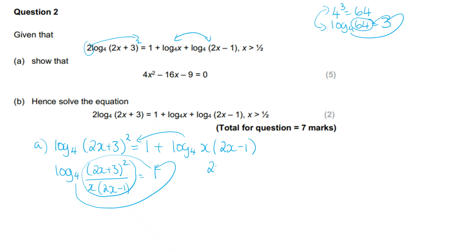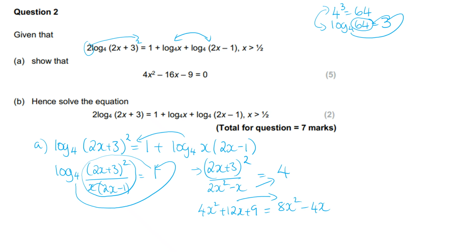So you can then write (2x plus 3) all squared over, and multiplying this in, 2x squared minus x, is equal to 4. Cross multiply and squaring this bracket out, you're going to get 4x squared plus 12x plus 9 is equal to 8x squared minus 4x. Taking everything to one side to get the quadratic term positive, you're going to get 0 is 4x squared minus 16x minus 9, which is what we want.